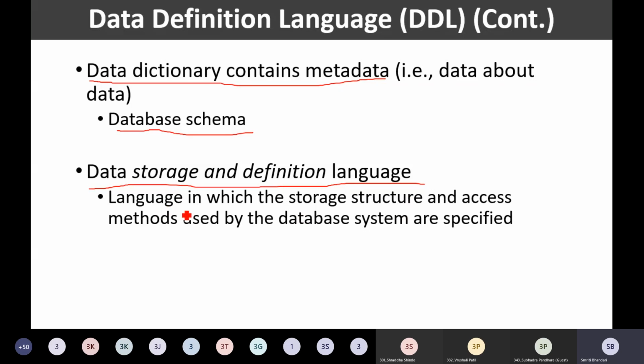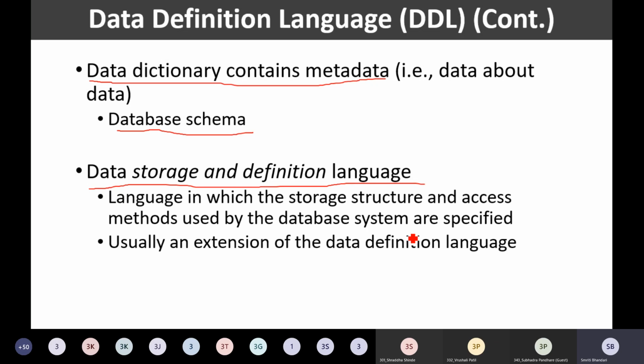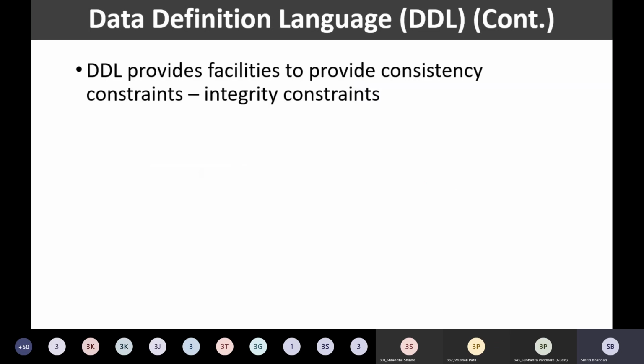So this is the language in which the storage structure and the access methods used by the database system are specified, and usually this is hidden from the normal user. And this is the extension, as I mentioned, this is part of DDL. This is an extension of data definition language. Now let's proceed further with the consistency constraints that we may provide by making use of data definition language.